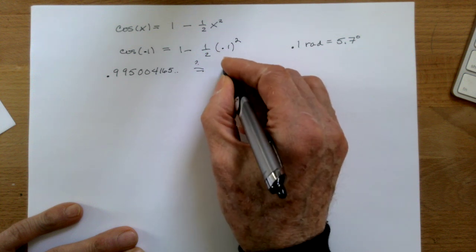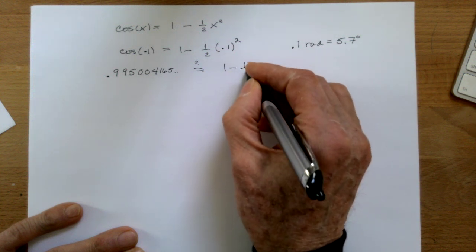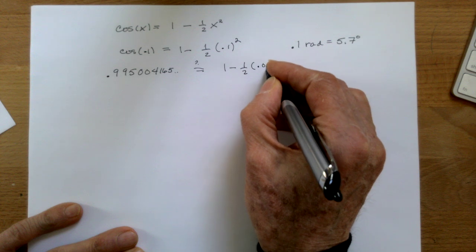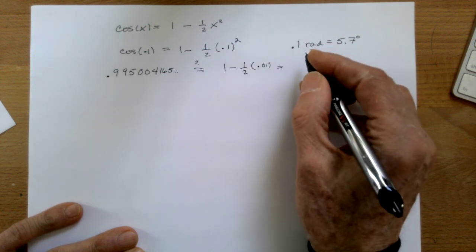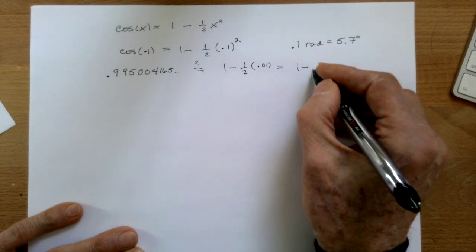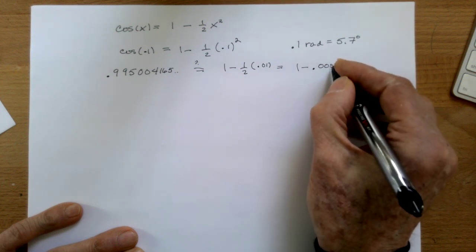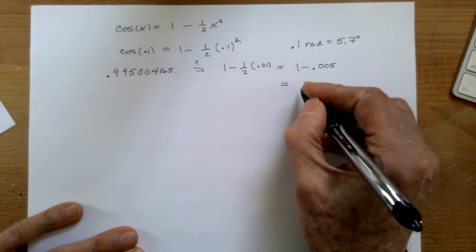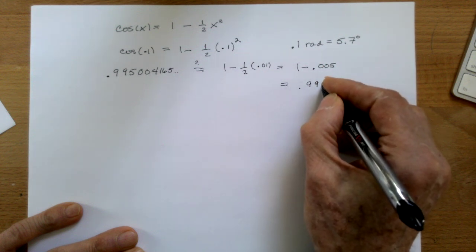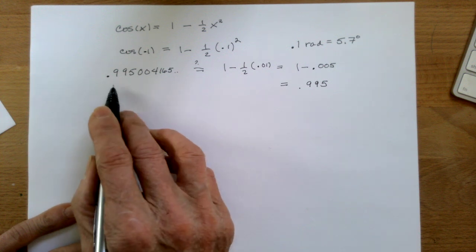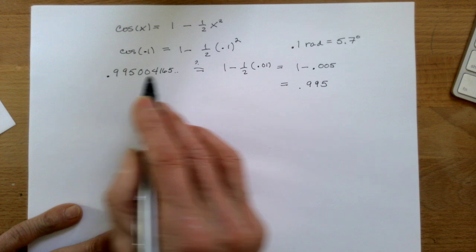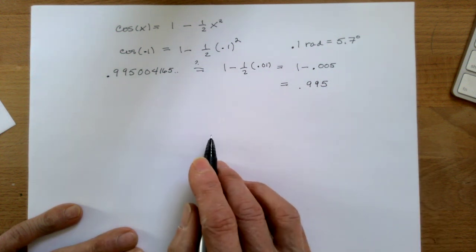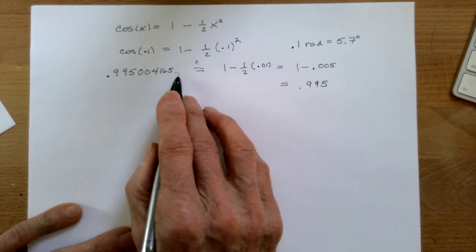We get 1 minus a half of 0.01, because 0.1 squared is 0.01, which is 1 minus 0.005, which is 0.995. So we get the cosine accurate to 1, 2, 3, 4, 5 places, because it looks like 2 zeros over there. That's pretty damn good. But it's not perfectly accurate.